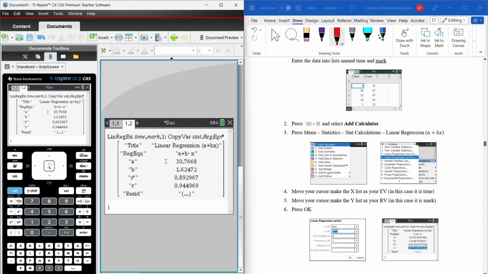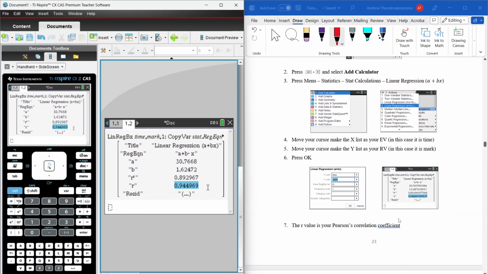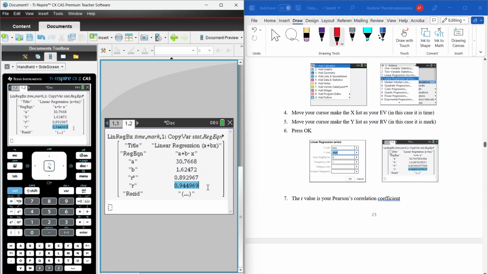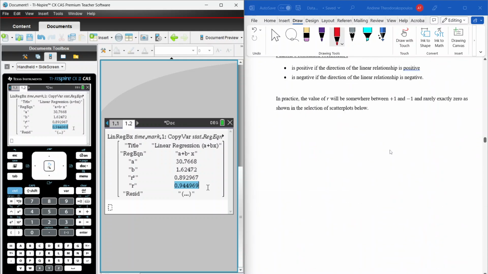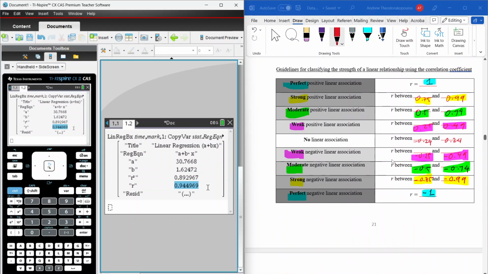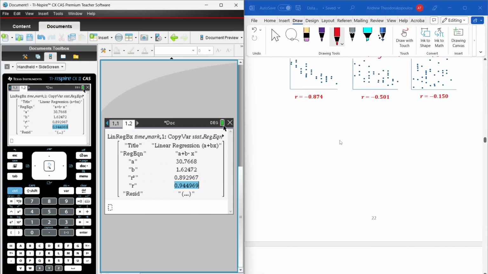We're going to later look at the A and B values, but what we care about for this lesson is the R value. In this case, we got an R value of 0.944. That's our correlation coefficient. So let's look back up to our notes. Where does 0.944 go? That is a strong positive linear association. So that's a quick way of getting the R values.